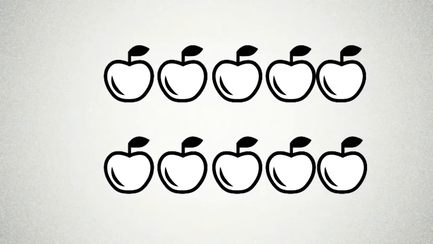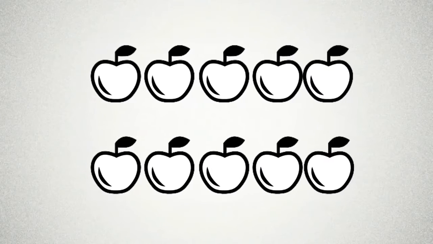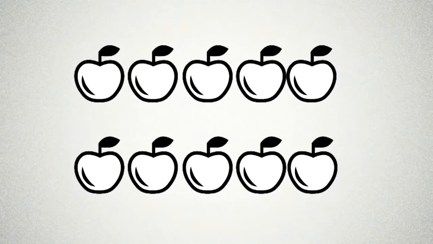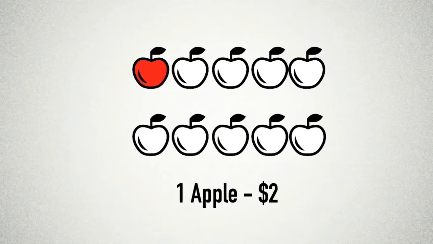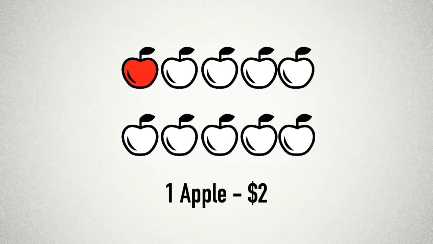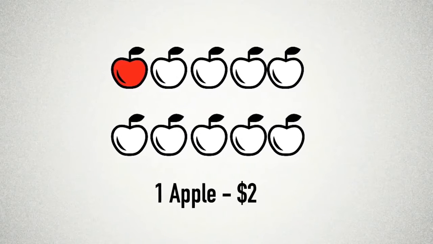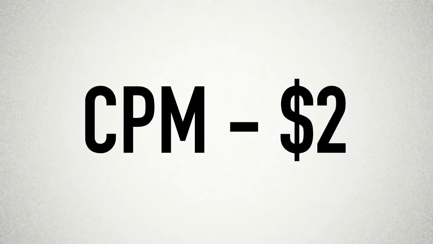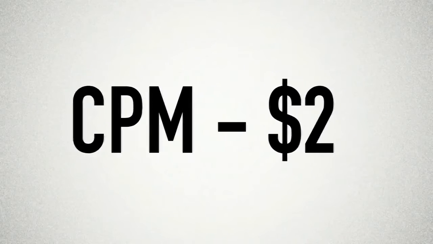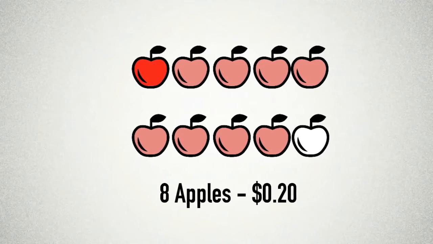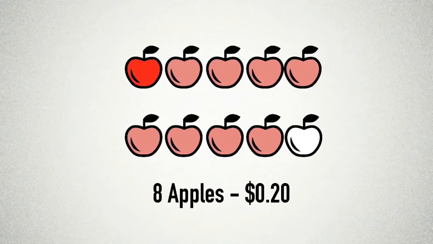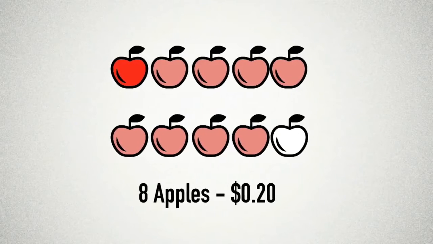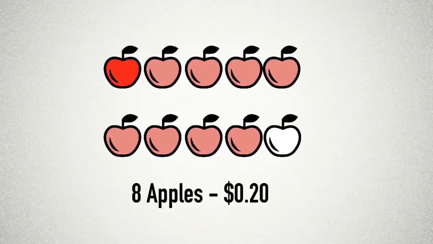For the sake of simple math, let's say that you have 10 apples to sell and that each apple represents 1,000 ad impressions from your site. Now let's say the first buyer comes along and wants to buy your very best apple and they're willing to give you $2 for that apple. That means you got a CPM of $2 for that apple, which is pretty good, right? Now that your best apple is gone, the remaining apples are passed on to the next buyer who is willing to buy 8 of the remaining 9 apples at 20 cents, and one of the apples goes unsold and spoils.